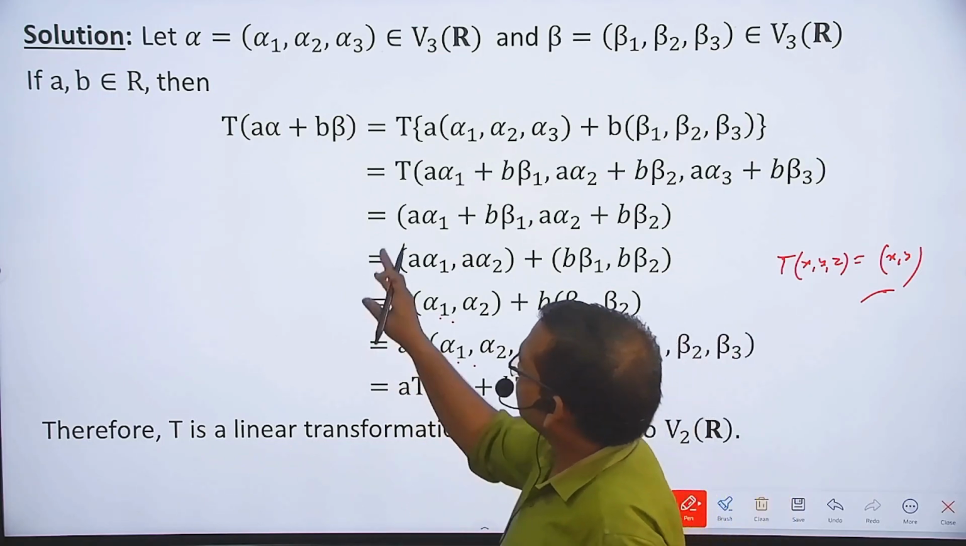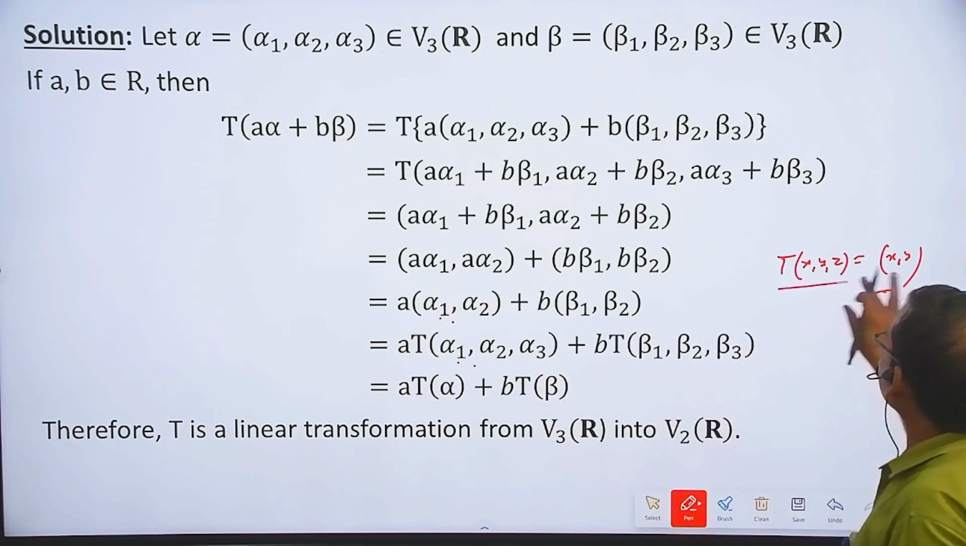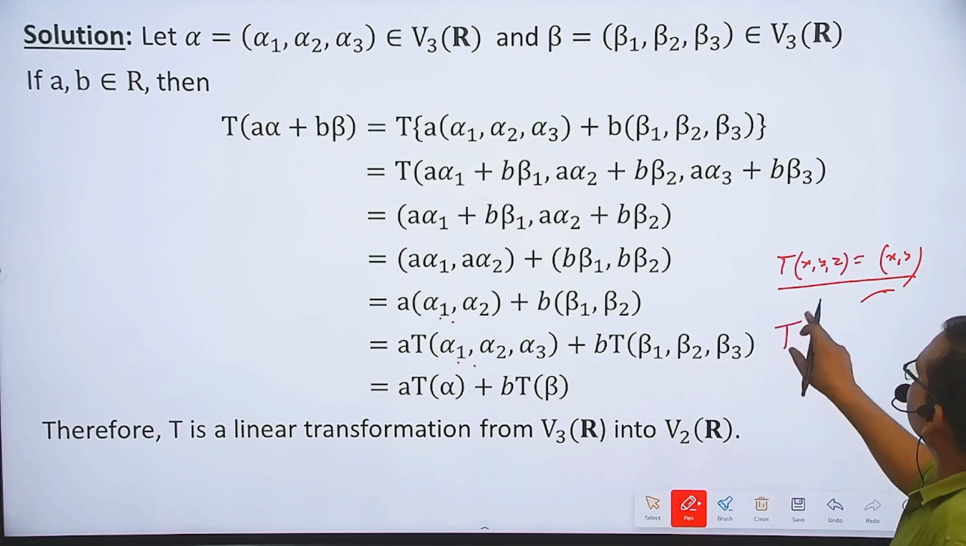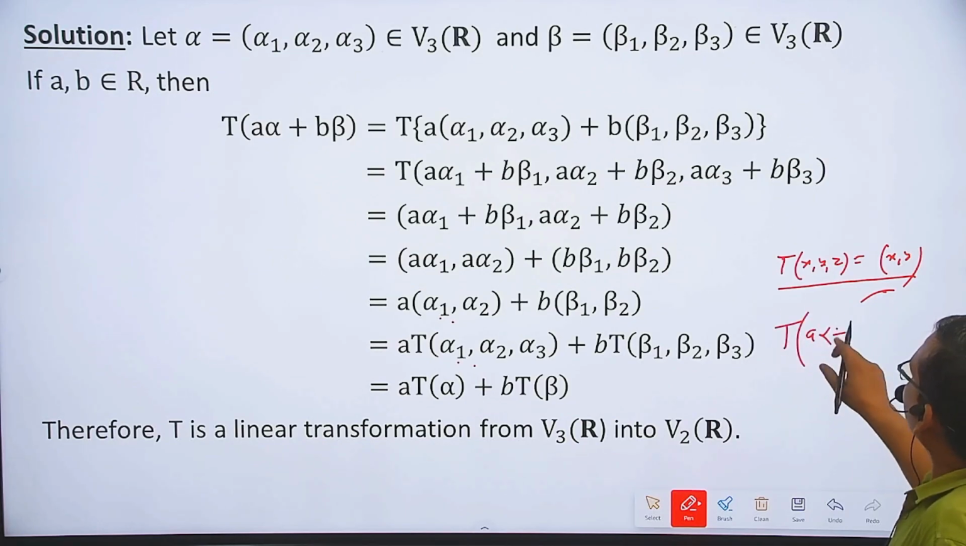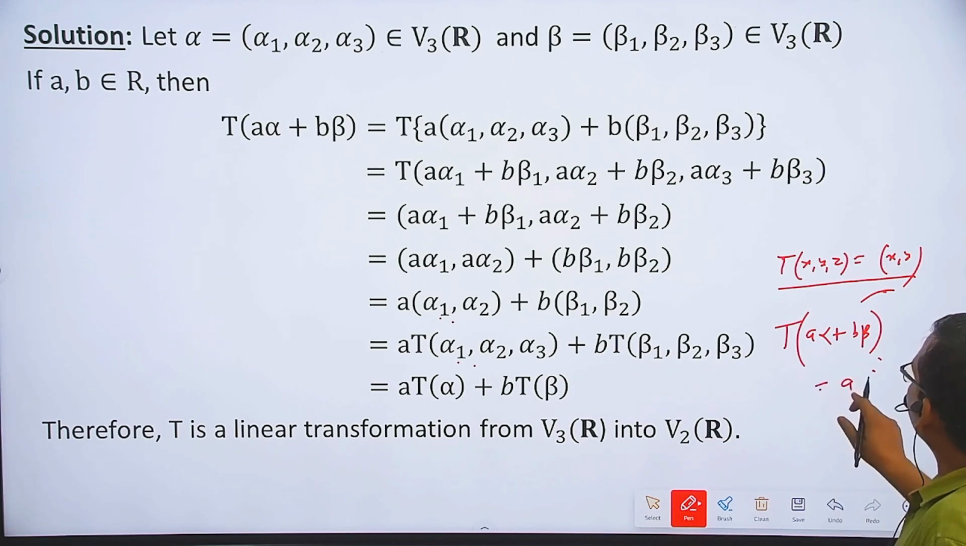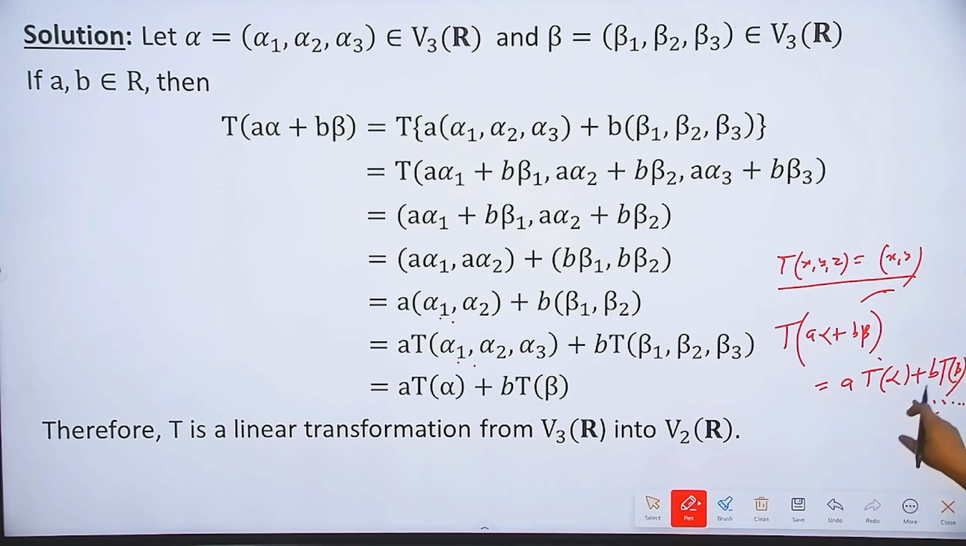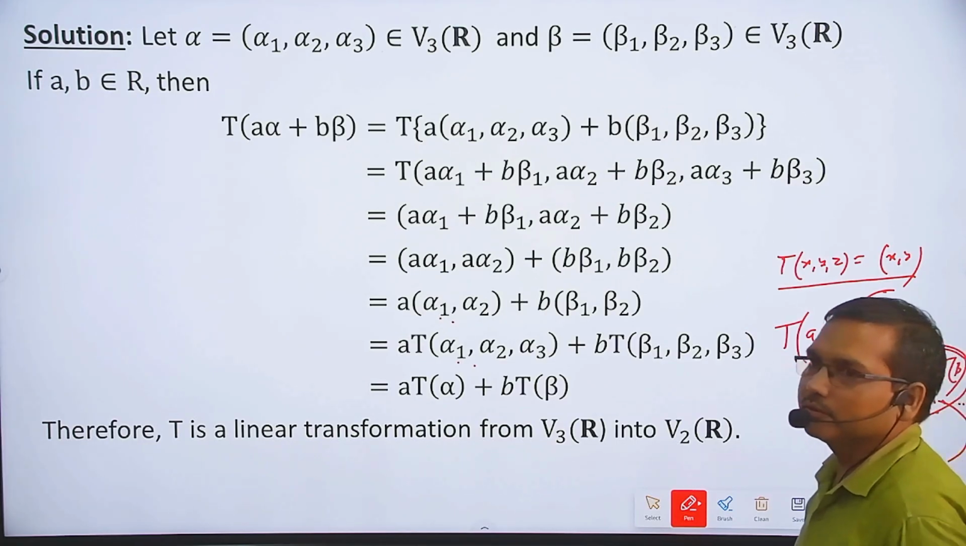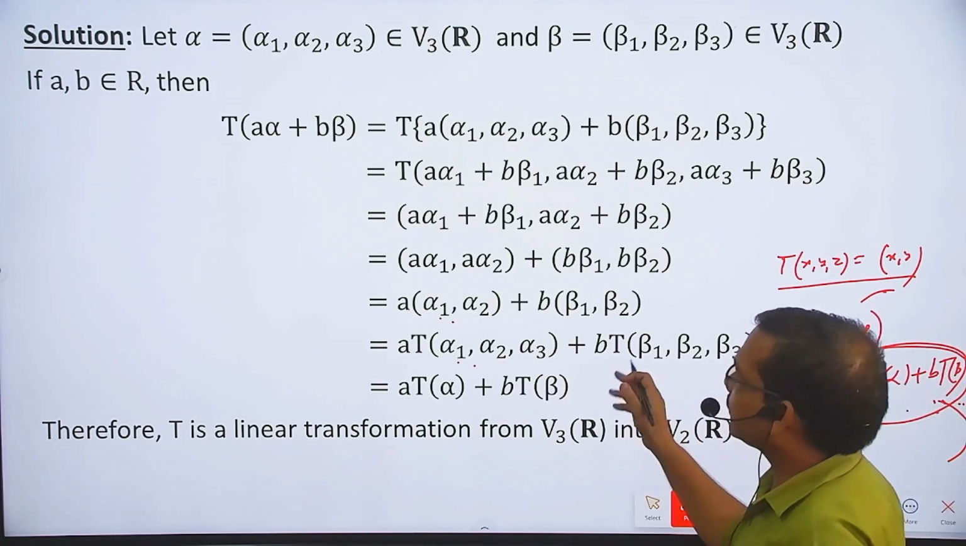Since the given function satisfies the property that T(aα + bβ) is equal to a multiplied by T(α) plus b multiplied by T(β), this is a property of the linear transformation. So, the given functions are linear transformations.